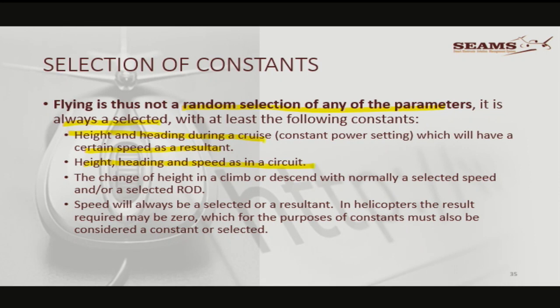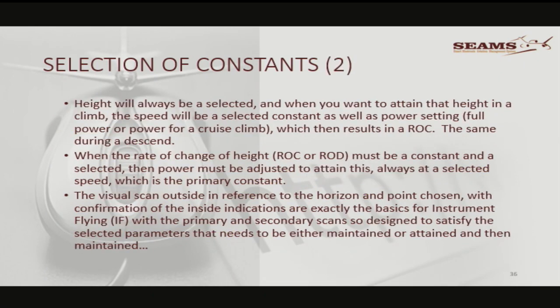So the approach. The changes of height are normally selected, speed and the rate of descent. Speeds will always be selected or as a resultant. The rate required may be 0, which for the purpose of constants must always be considered a constant or selected.